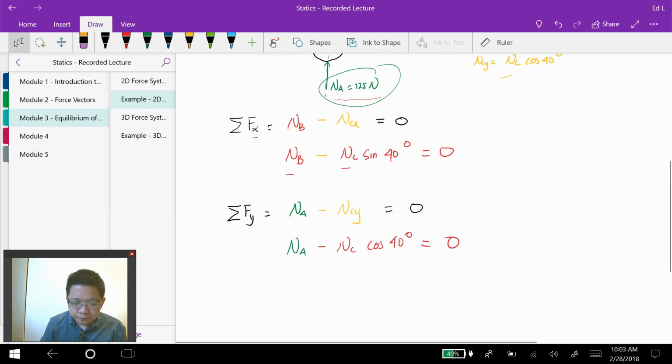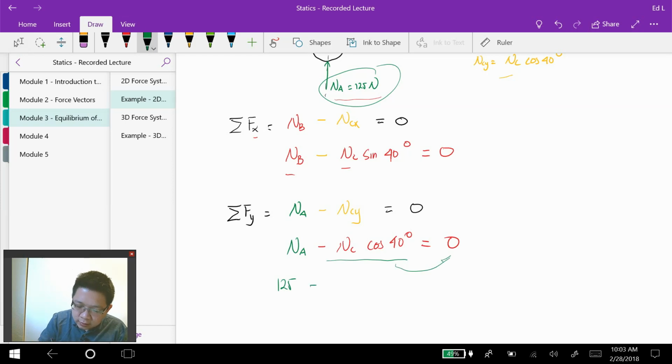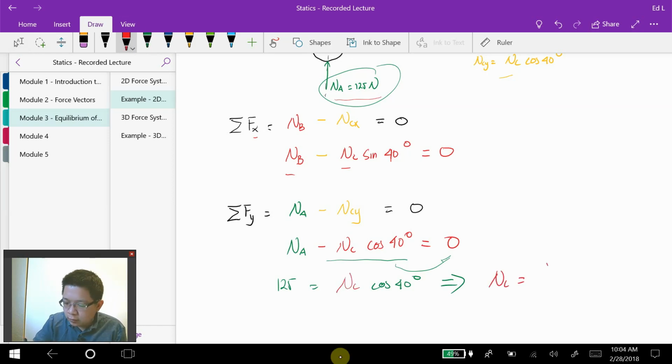So in here we obtain that we know NA is 125, right? And then we move this expression to the right hand side of the equation. We have NC cosine 40 degree. So from here we can obtain that NC is equal to 125 divided by cosine 40 degree, and in here you will obtain 163.18 Newton.